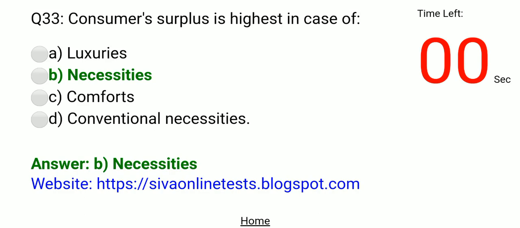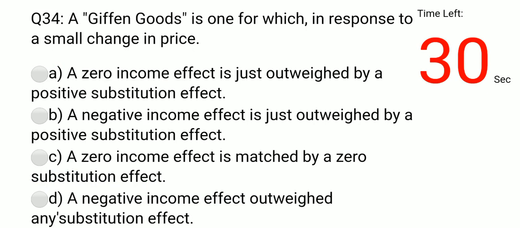Answer. B. Necessities. Question 34. A given good is one for which, in response to a small change in price. Options. A. A zero income effect is just outweighed by a positive substitution effect. B. A negative income effect is just outweighed by a positive substitution effect. C. A zero income effect is matched by a zero substitution effect. D. A negative income effect outweighs any substitution effect.